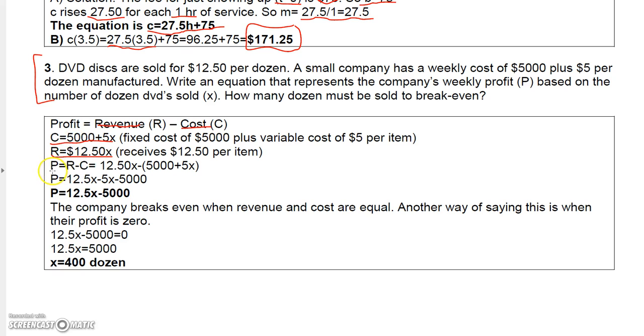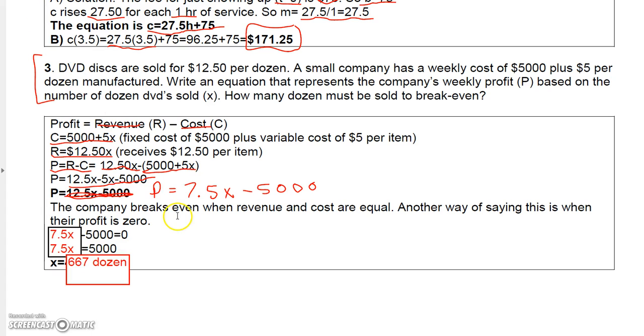So now if you want the profit equation, you take revenue minus cost, so the revenue is 12.50x minus the cost, which is 5,000 plus 5x, so you get 12.5x minus 5x minus 5,000, which would be, dang it, that would actually be 7.5x, not 12.5x. So that would be 7.5x. Let me pause it and fix it. Okay, apologize for that. Actually, that should be 7.5x minus 5,000 for the profit function.